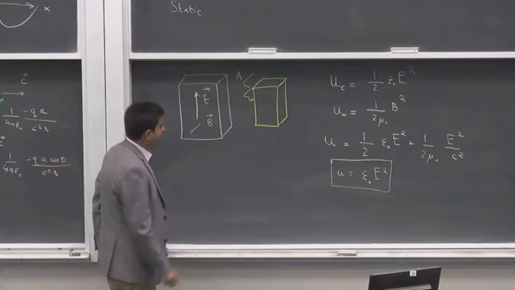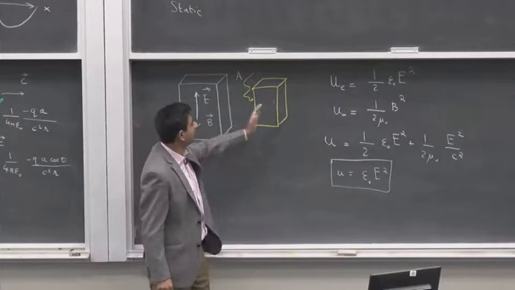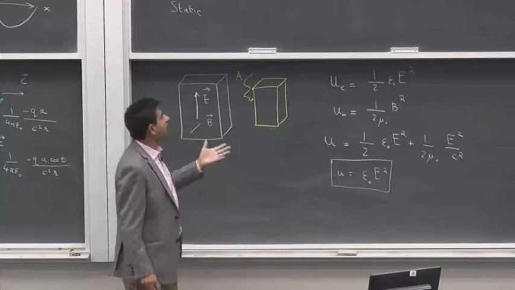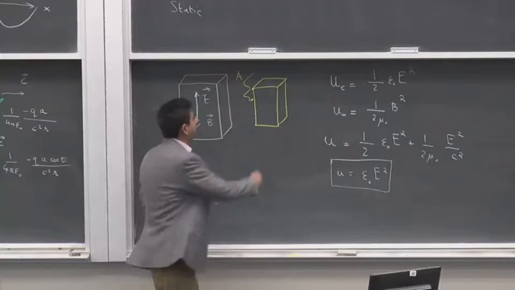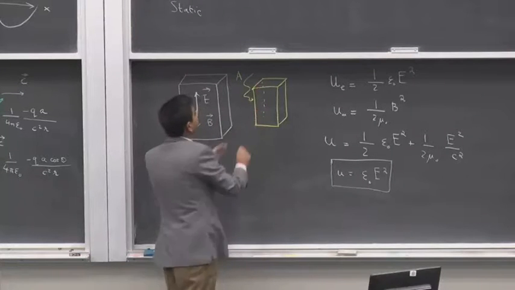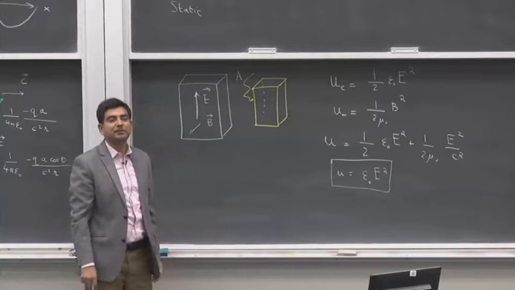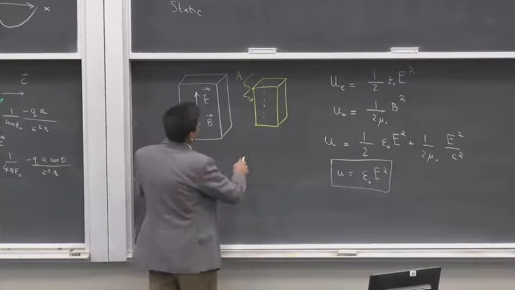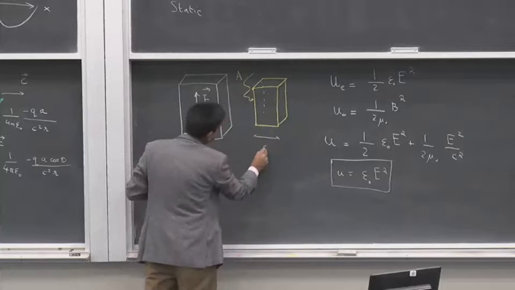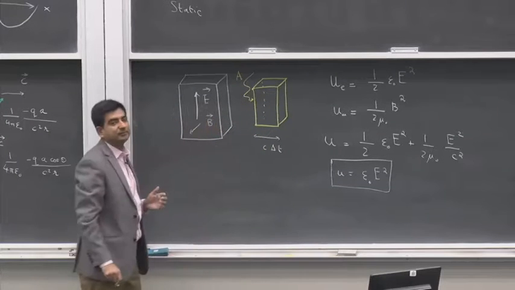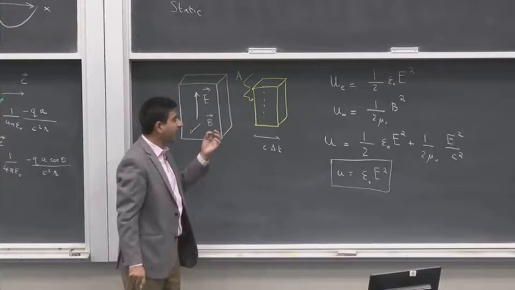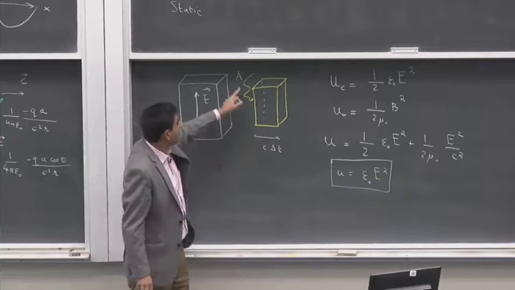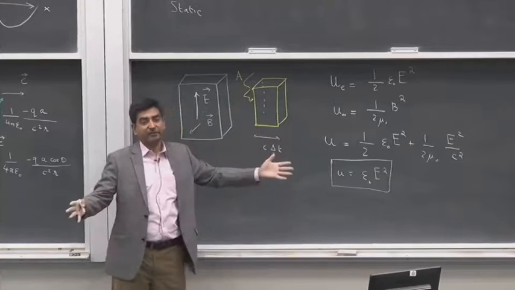Now suppose a wave front comes in and goes through this volume. I would like to find out how much energy goes through this cross-sectional area per unit time. That is given by the volume, if this length is c delta t. If I go in time delta t, a volume of space of A times c delta t will be filled.